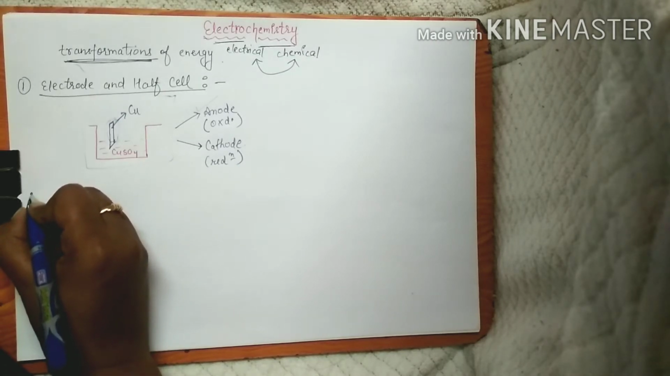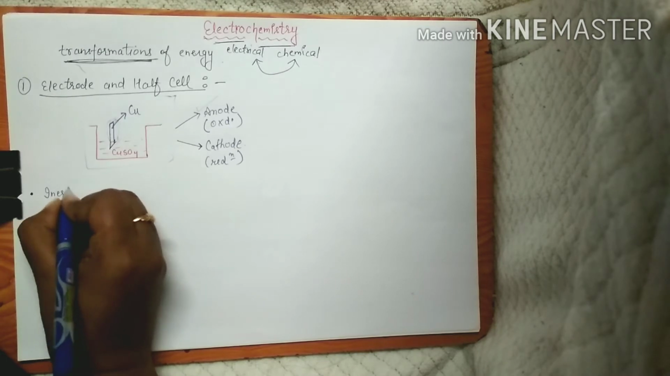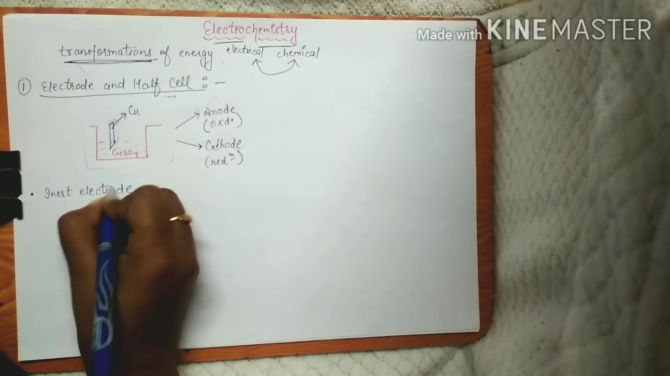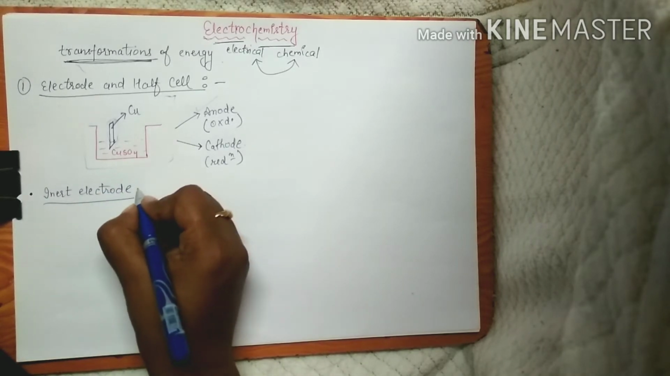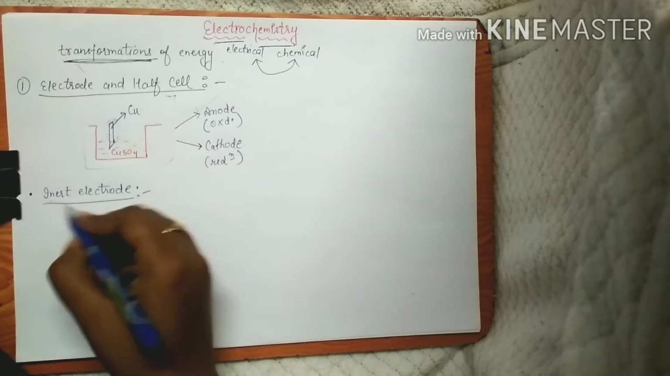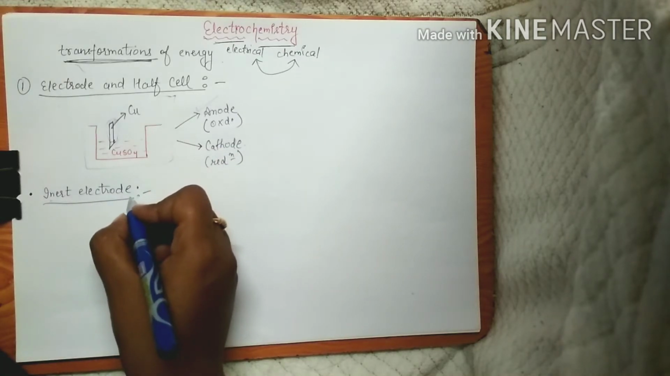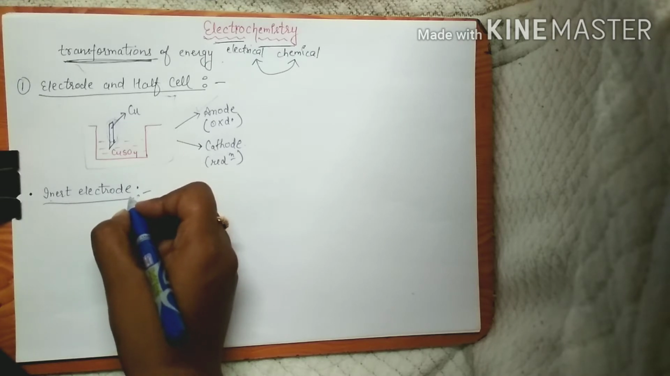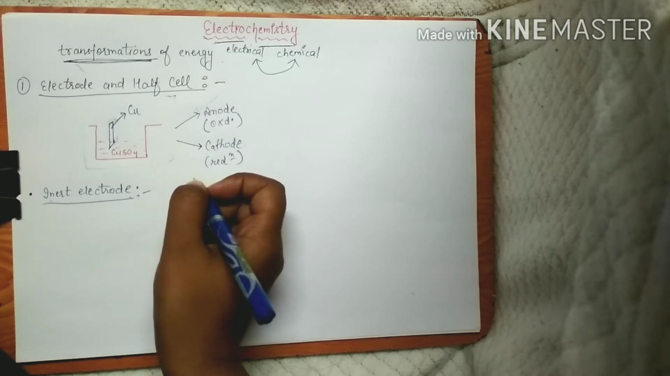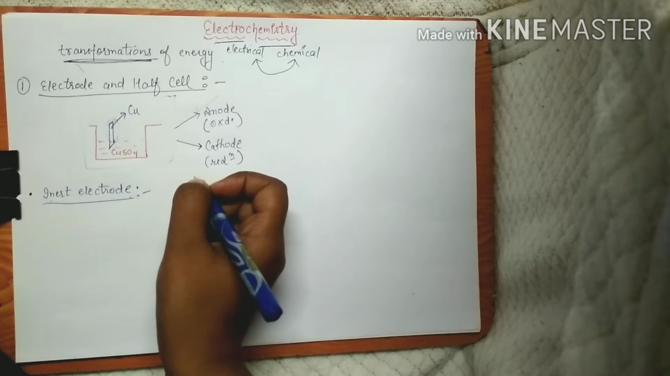Next in this, we have one more thing to understand. What is an inert electrode? Inert electrodes are those which do not participate in any chemical reaction but provide a medium for the exchange of electrons. It just provides the medium for electrons to get exchanged. So these are your inert electrodes. They are not going to participate in your chemical reactions. We are going to study them elaborately when we study the standard hydrogen electrode.